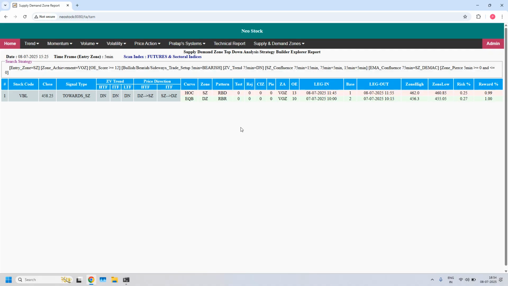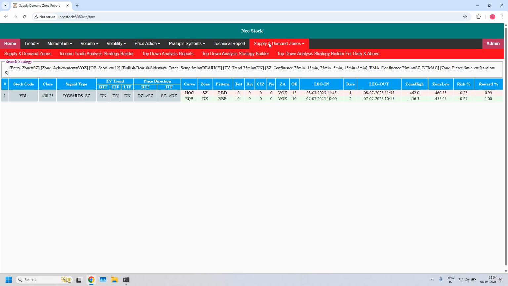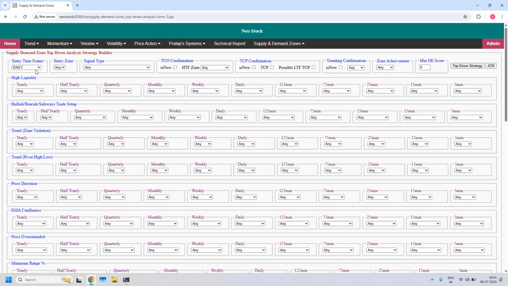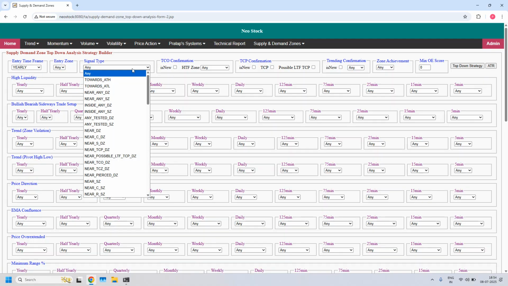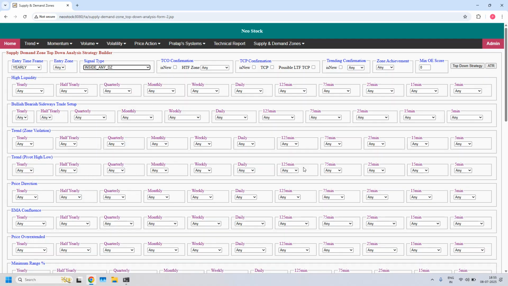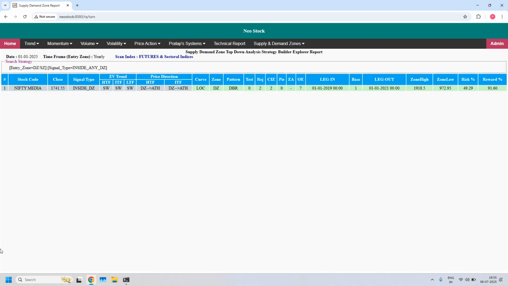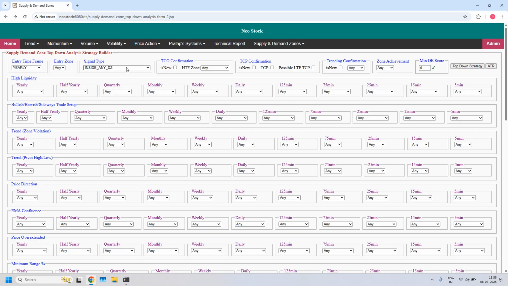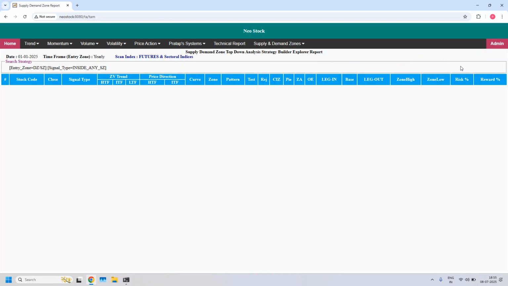Next I will generate stocks near demand and supply zones for all the time frames, starting with yearly. Price closed inside the yearly demand zone. 1 stock is filtered. Next, price closed inside the yearly supply zone. No stocks.